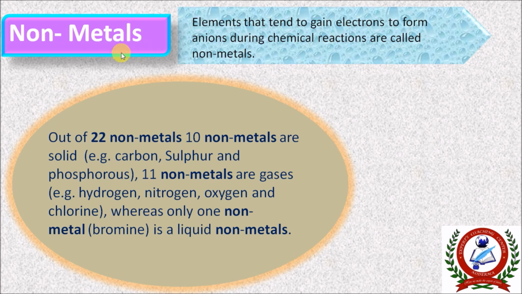Now talk about nonmetals. Definition of nonmetal: elements that tend to gain electrons to form anions during chemical reactions are called nonmetals. Out of 22 nonmetals, 10 nonmetals are solid. You can have examples also: carbon, sulfur, phosphorus. 11 nonmetals are gases. Examples here: hydrogen, nitrogen, oxygen and chlorine. Whereas only one nonmetal is liquid, that is bromine.